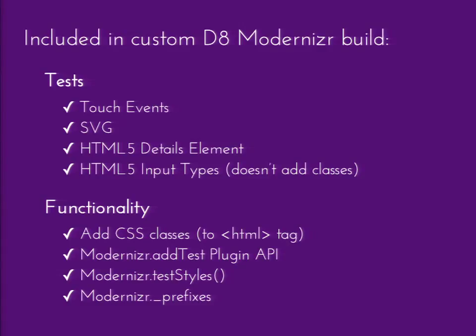Then the utility functions, some of them are requirements for those tests. Like, I believe test styles and prefixes are required for the touch events. And then the add CSS classes is required for Modernizr to inject those classes into the HTML tag. The only thing that was not totally required that got into Drupal core was that add test plugin API. What that lets you do is run your own tests that are just like the tests you can get from modernizr.com, but you can test for whatever you want.